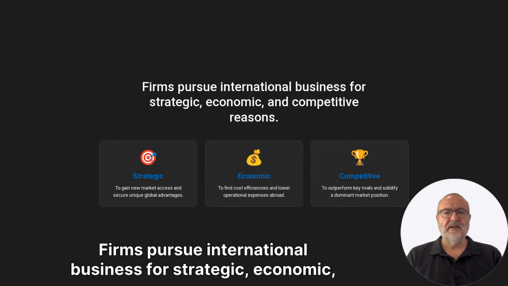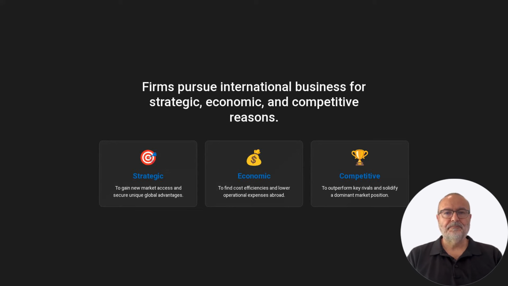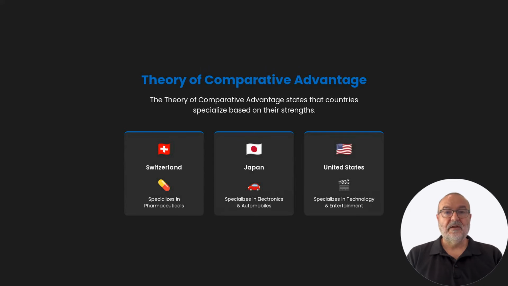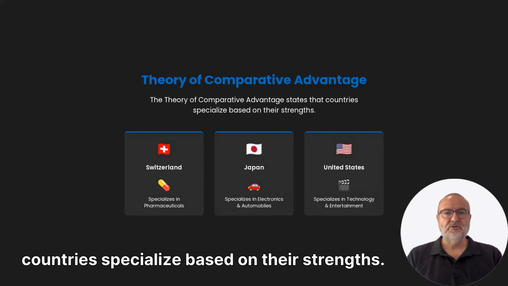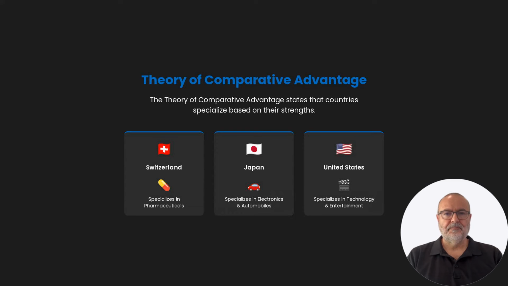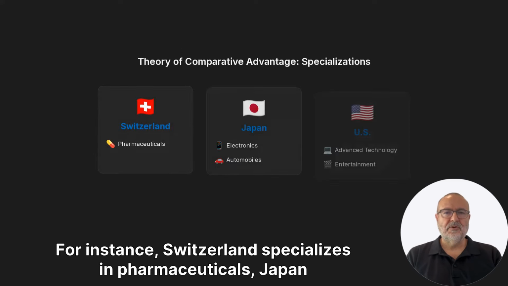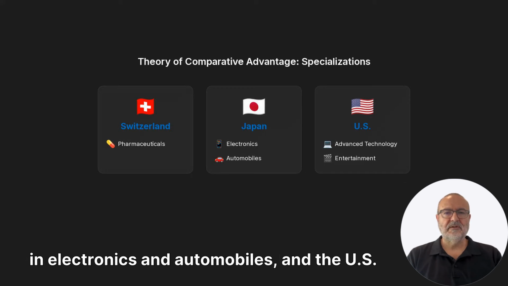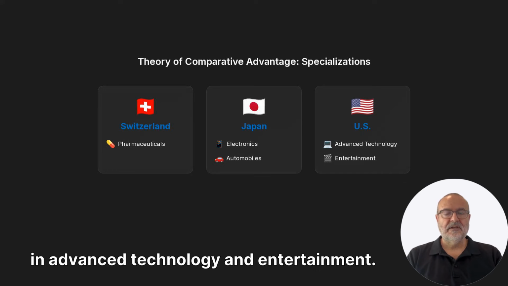Firms pursue international business for strategic, economic, and competitive reasons. The theory of comparative advantage states that countries specialize based on their strengths. For instance, Switzerland specializes in pharmaceuticals, Japan in electronics and automobiles, and the U.S. in advanced technology and entertainment.